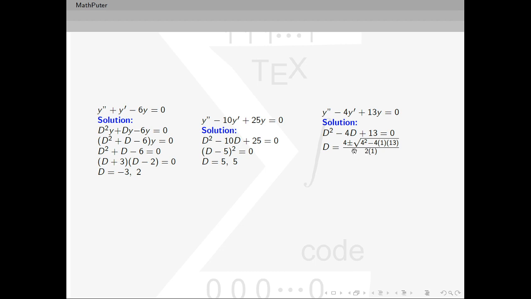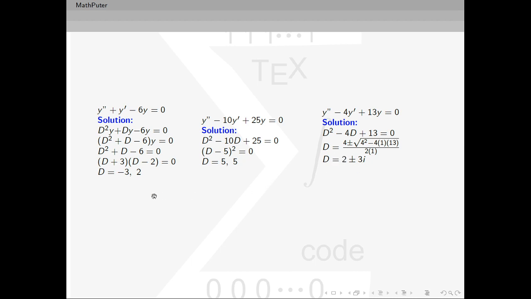Right, you are familiar with this quantity. It gives us this solution. 2 will be cancelled out here. So it is 2 plus 3i and 2 minus 3i. So all these three differential equations, or these three auxiliary equations, have roots: minus 3 and 2, 5 and 5, 2 plus 3i and 2 minus 3i.